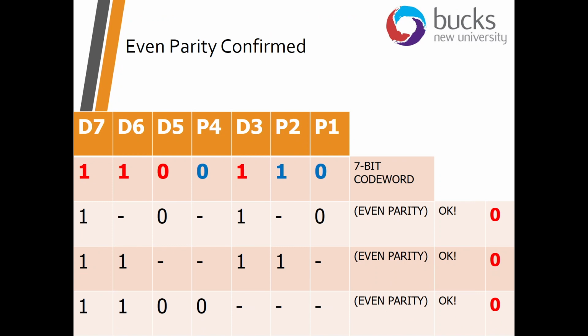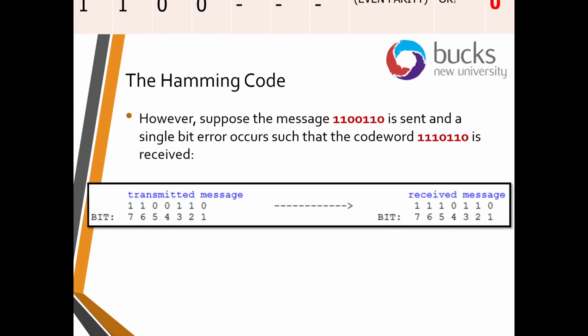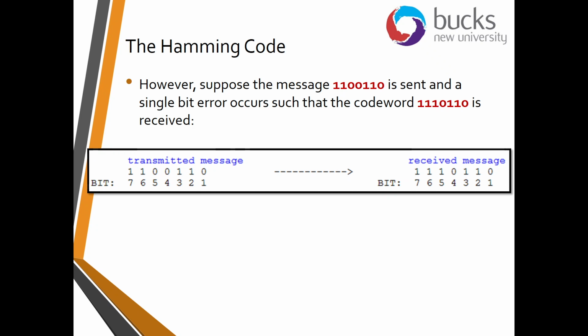And we can then check the parity of each circle by doing an even parity check. So we check those bits, 4 bits at a time, the even parity checks, and we come back with all zeros, indicating that this is correct. However, suppose the message 0110011 is sent and a single bit error occurs, such that the code word ends up being 0110111. So that's what's received at the end of it.